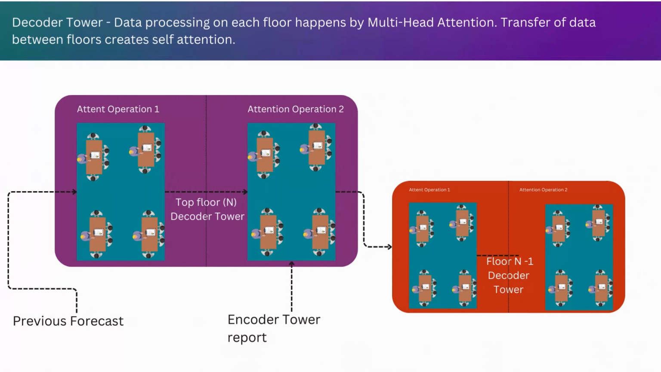So the report from the encoder tower is shared and it's passed sequentially through every scientist, even though every scientist is manipulating it, and they're manipulating it combined with the forecasts they've already made in the decoder tower. They're aware of what's happening. So there is self-attention on there as well.